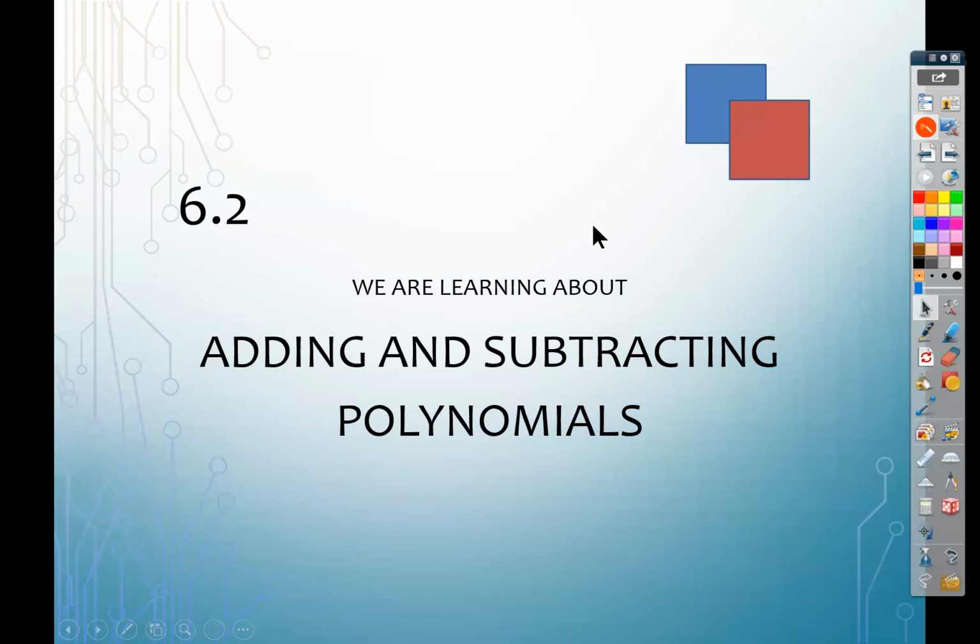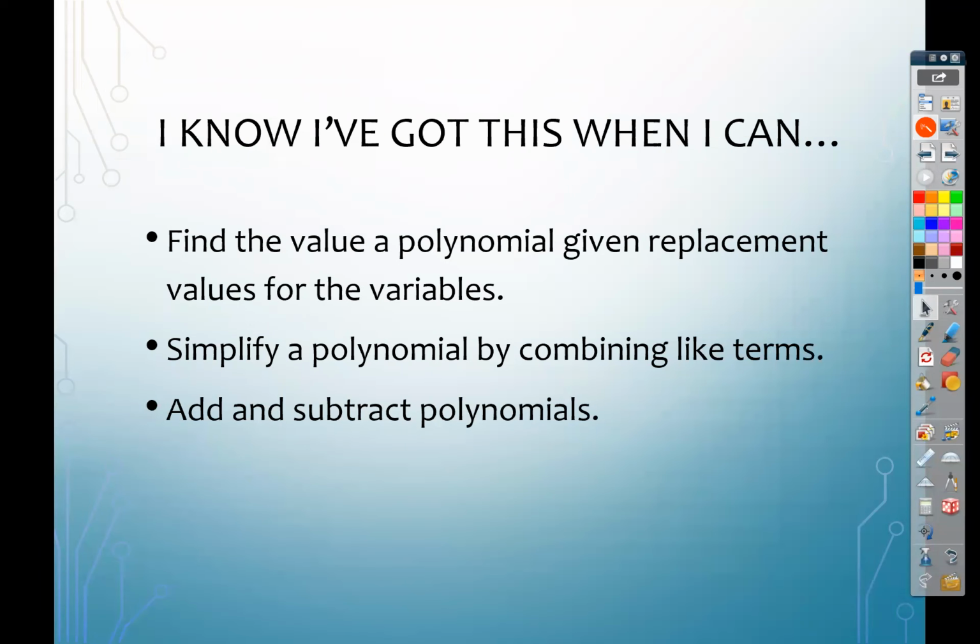All right, we are learning about adding and subtracting polynomials. I know I've got this when I can find the value of a polynomial, given replacement values for the variables, simplify a polynomial by combining like terms, and add and subtract polynomials.